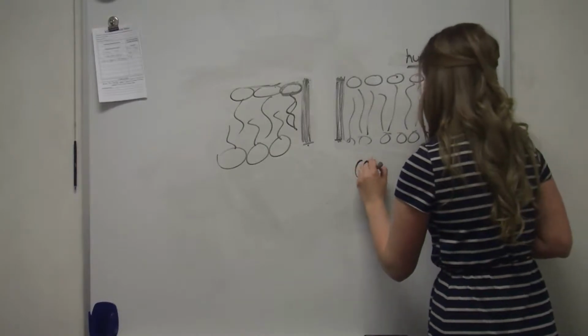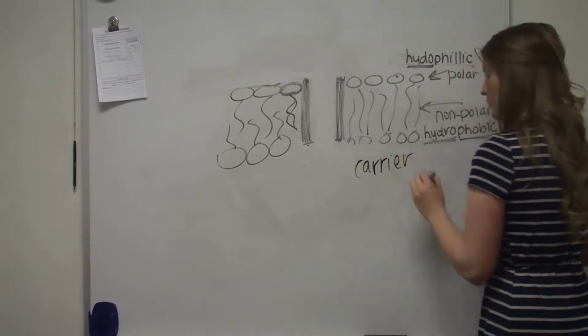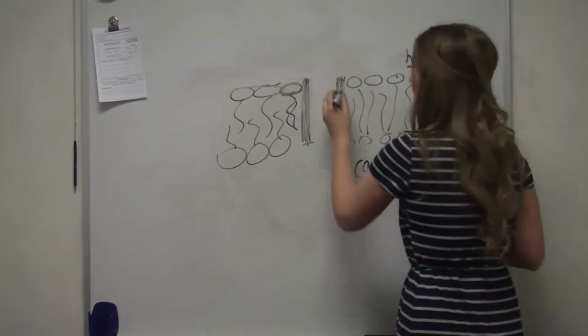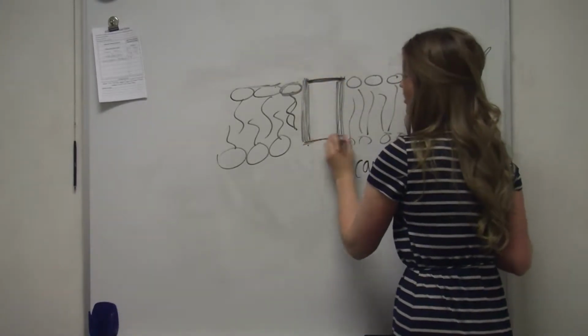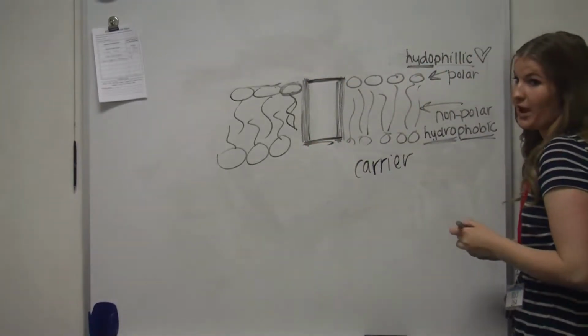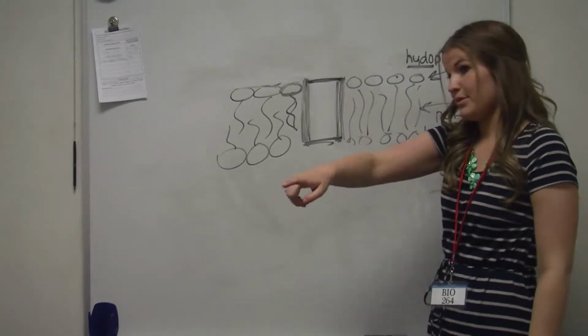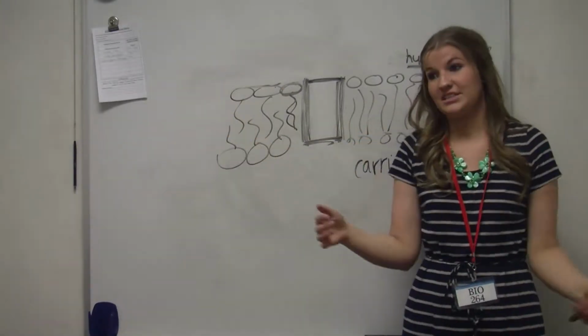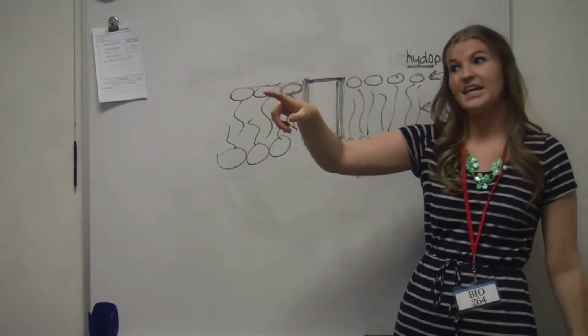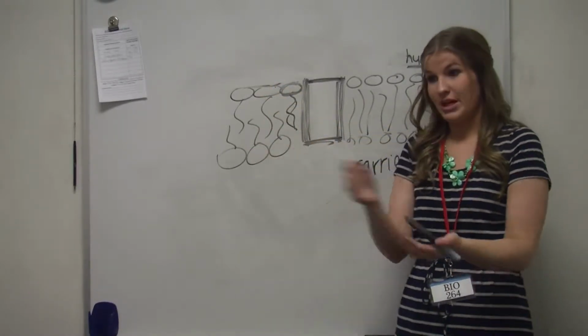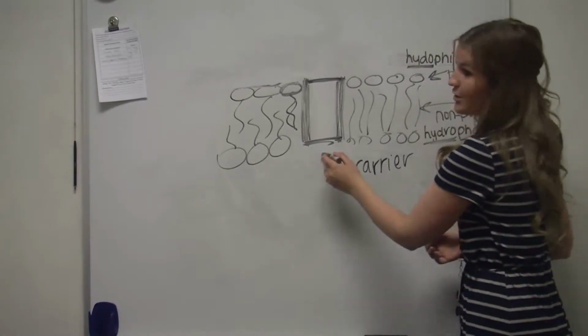We have our carrier proteins, and these are going to change shape. I think of it as when we're carrying someone, if I was going to pick you up. Let's say this room is our cell, and we have that guy sitting out there. Let's say we want to bring him in, and we're going to use a carrier protein to do so.